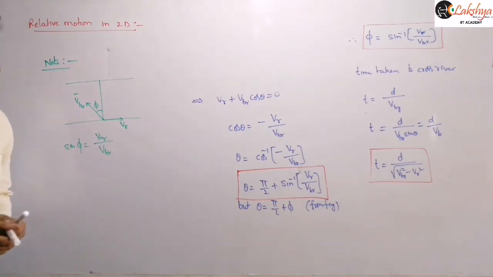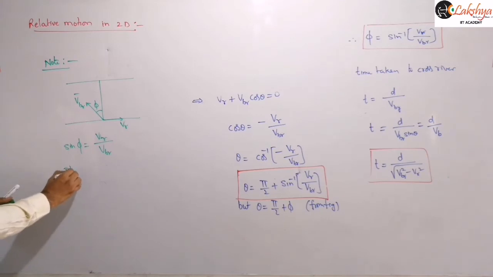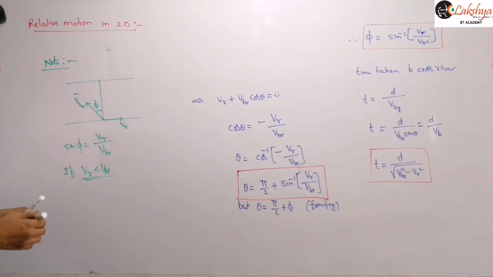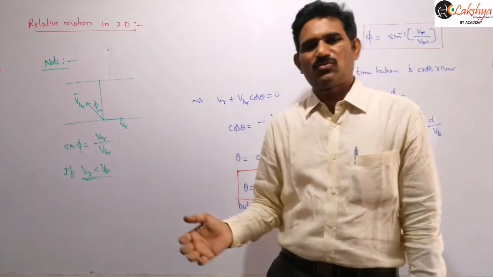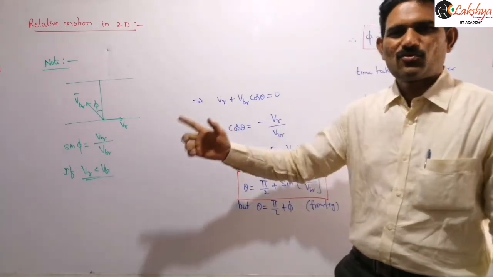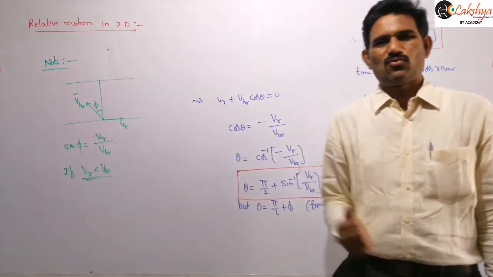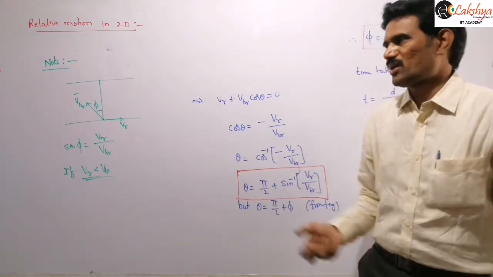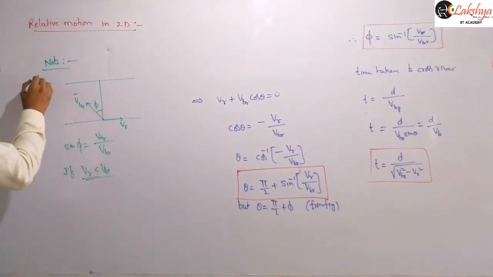Now suppose there exists a case where the velocity of the river is greater. From this we can conclude that this formula is valid only if VR is less than VBR, right? Because if VR is more than VBR, then the sin phi value will be more than 1. Sin phi cannot be more than 1; it should be less than or equal to 1. So what is the indication of that? Let us write that point here as a note.